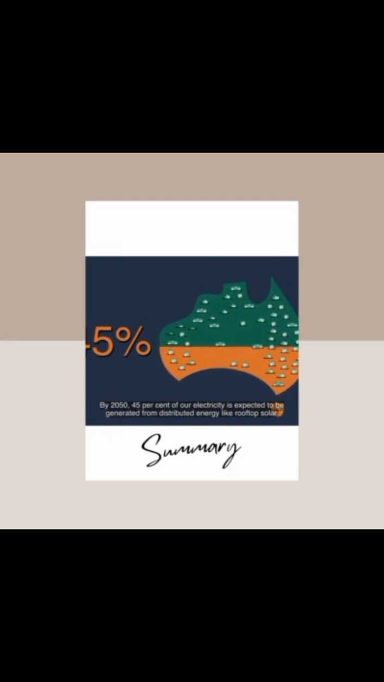As all of this technology gets cheaper and more efficient, this is only expected to grow. Individually, this reduces household power bills, but collectively, it's transforming the energy system. By 2050, 45% of our electricity is expected to be generated from distributed energy like rooftop solar. Households and businesses are less reliant on big power stations than ever before.